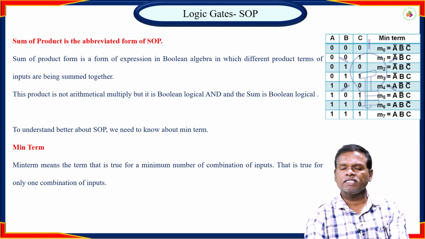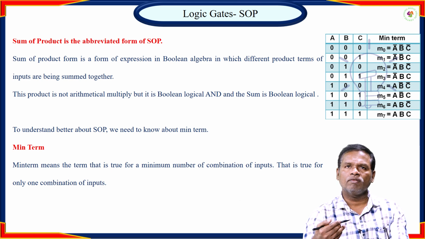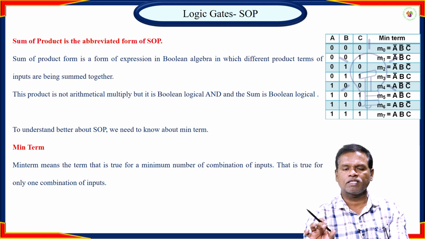One is sum of products form and the other is product of sums form. So first, let us see the sum of products form. It is one of the forms used to represent a Boolean function. A Boolean function is nothing but again a combination of logic gates only. So this sum of products form is one form of expression in Boolean algebra which is used to represent the terms in the Boolean expression.